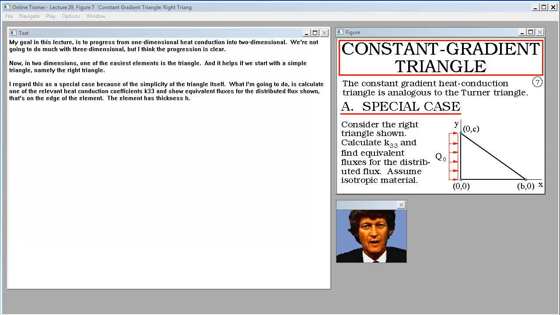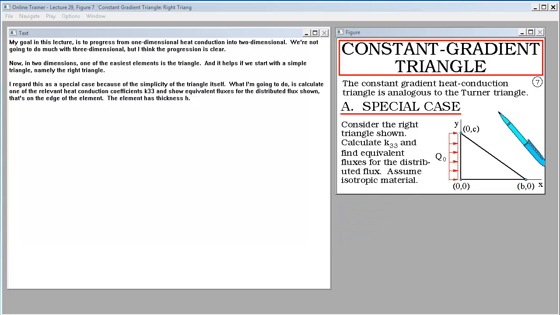My goal in this lecture is to progress from one-dimensional heat conduction into two-dimensional. We're not going to do much with three-dimensional, but I think the progression is clear. Now, in two dimensions, one of the easiest elements is the triangle, and it helps if we start with a simple triangle, namely the right triangle.